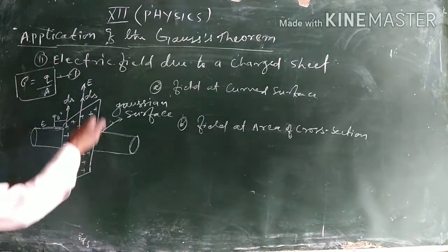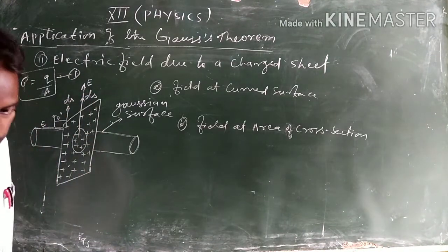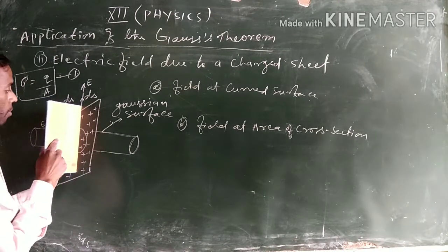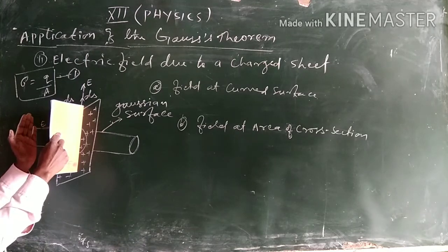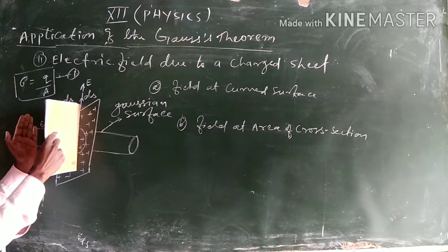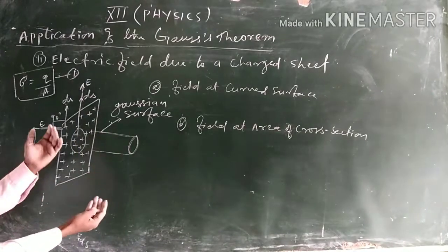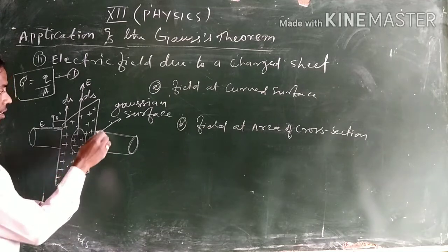Here is the charge sheet like this. This side has the charges and this side also has the charges. There are two faces of this one, so the area will have two faces, in this direction and this direction. That means we have to take a Gaussian surface like this.